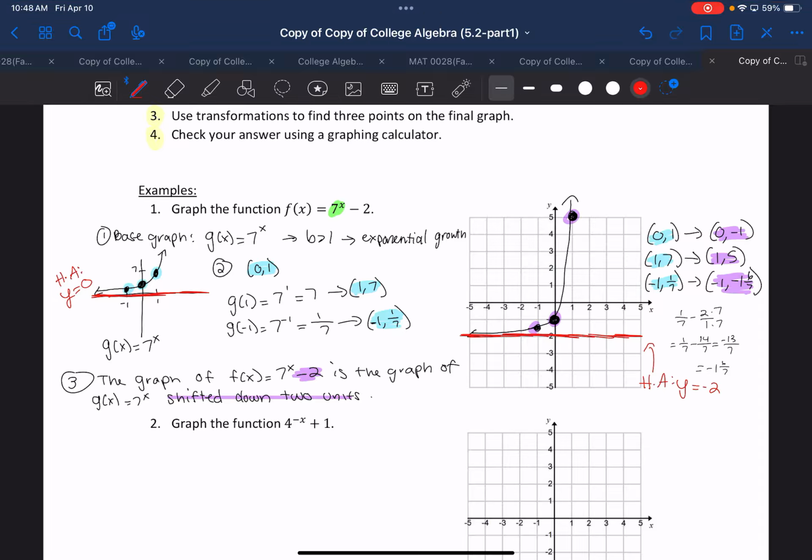So that's the only thing that will change your horizontal asymptote: if you do a vertical transformation. That's the only type of transformation that will change that, if you move it up or down. All right.